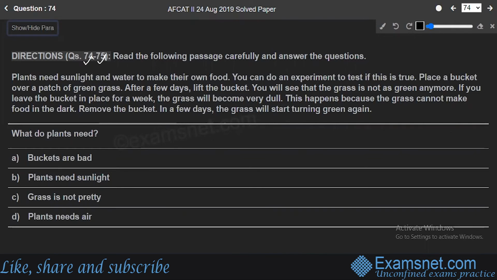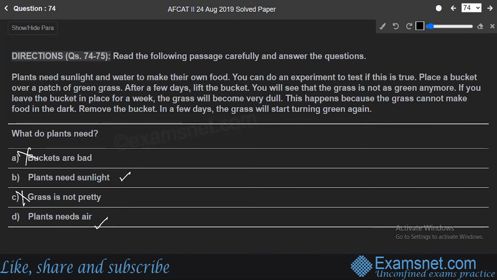So from here, you have to see, what do plants need? Buckets are bad. Plants need sunlight. Grass is not pretty. Plants need air. First of all, buckets are bad, grass is not pretty. Obviously, these don't go well. So these are out of the question. Plants need sunlight, and plants need air.